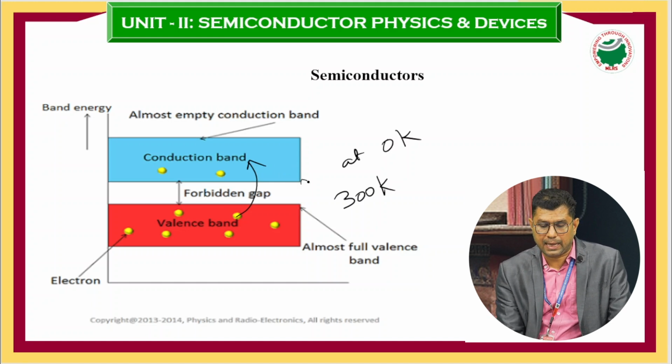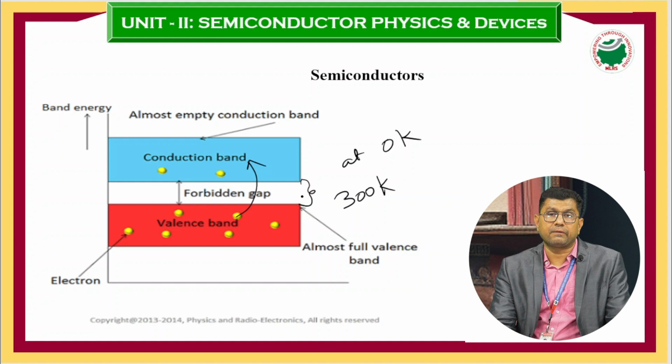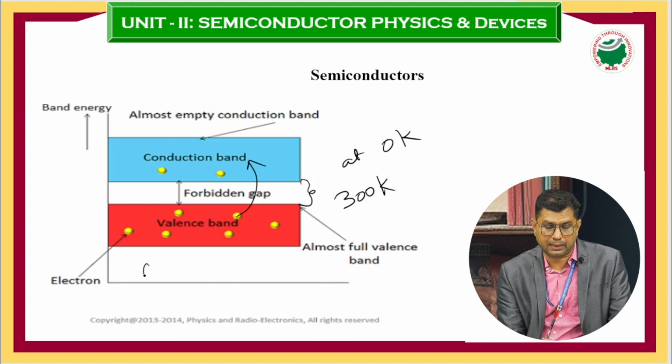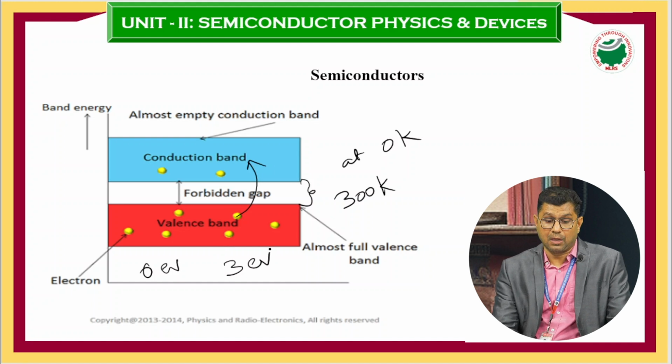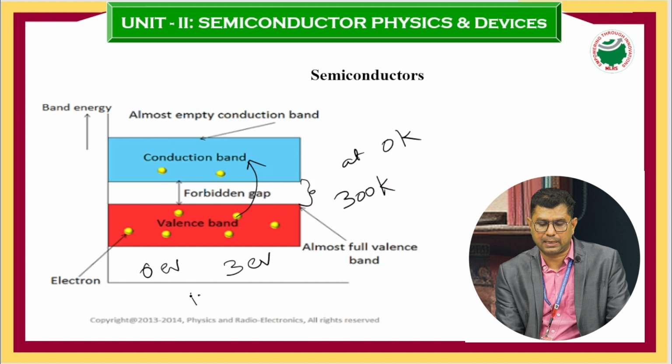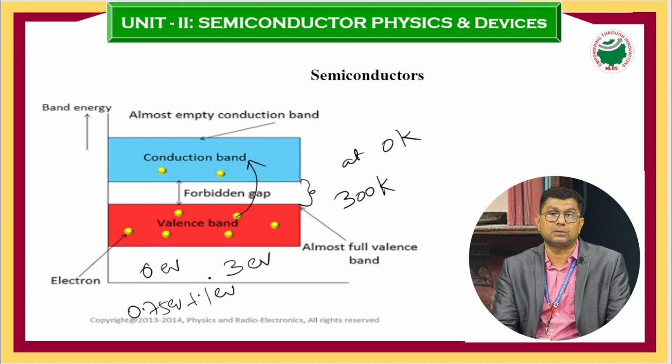The energy gap, that is the gap between the valency band and conduction band, is optimum, meaning its value lies between that of conductors and insulators. For conductors, the energy gap is 0 electron volts, whereas for insulators the energy gap is 3 electron volts. For semiconductors, the energy gap lies between 0.75 electron volts and 1.1 electron volts. These are the usual values.